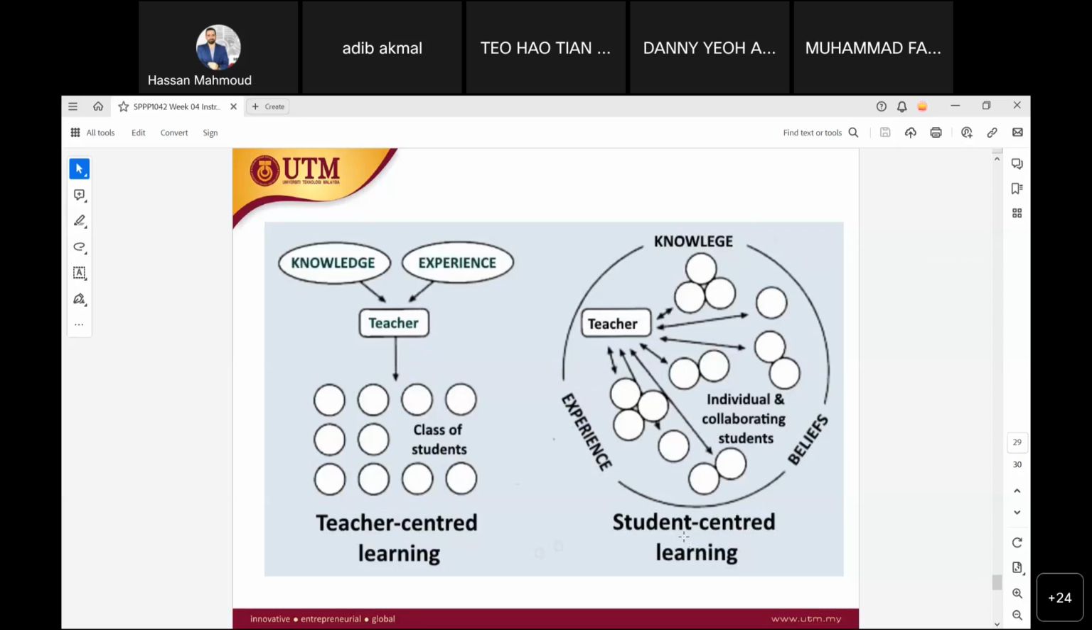And there is one more element included in this process, which is beliefs, because we are sharing together now. It is not only about knowledge and experience. We are sharing our beliefs as well, because we have different opinions. So always remember it as two ways of communication.